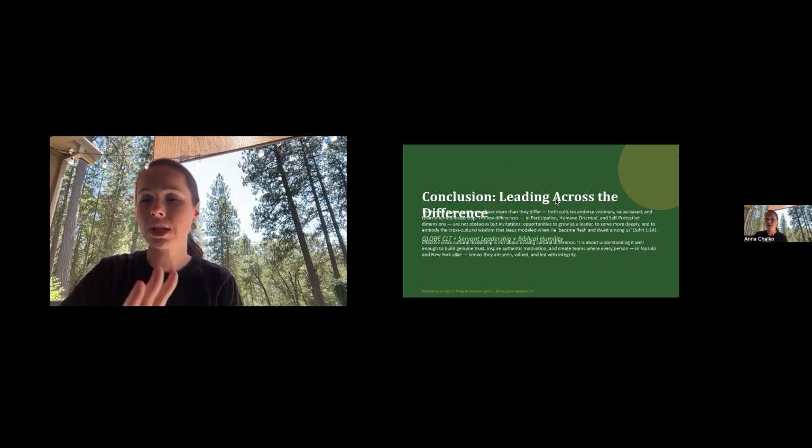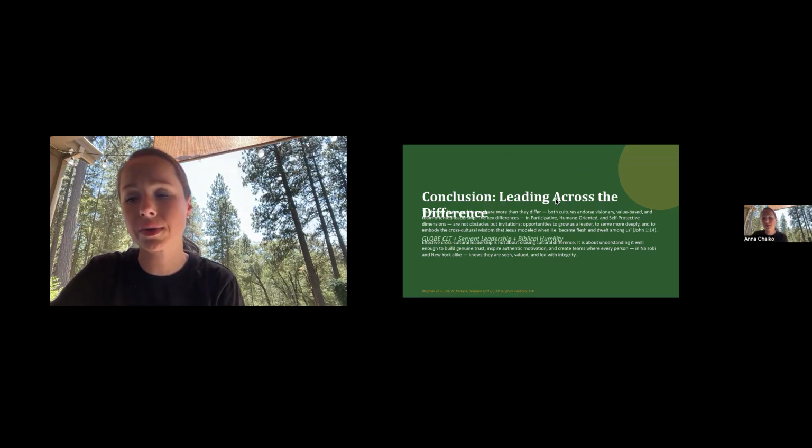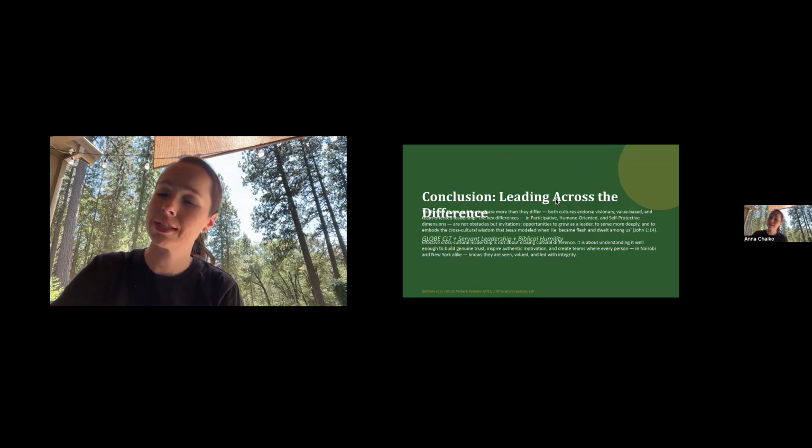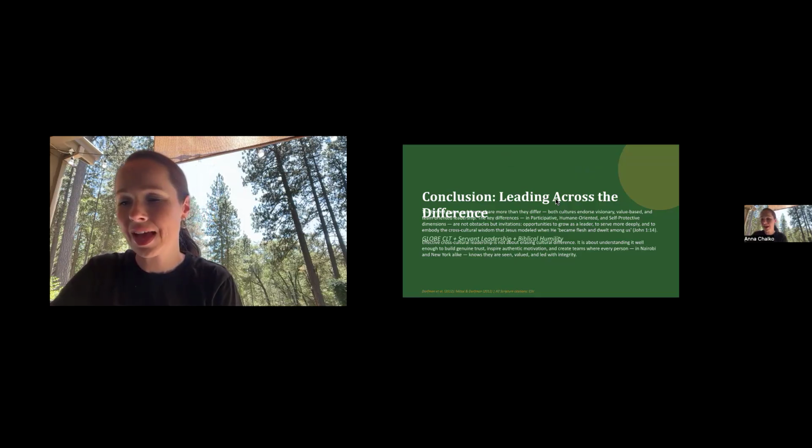Concluding, leading across the differences. So as we close, I want to leave you with this thought. The research from GLOBE shows us that the United States and Kenya are more alike than they are different. Isn't that beautiful? When it comes to leadership, values, and just life. Both cultures want leaders who are visionary, principled, and invested in their team. The differences in participation style, relational expectations, and how hierarchy operates are real and significant, but they are very learnable. If I can learn it, anyone can learn it.